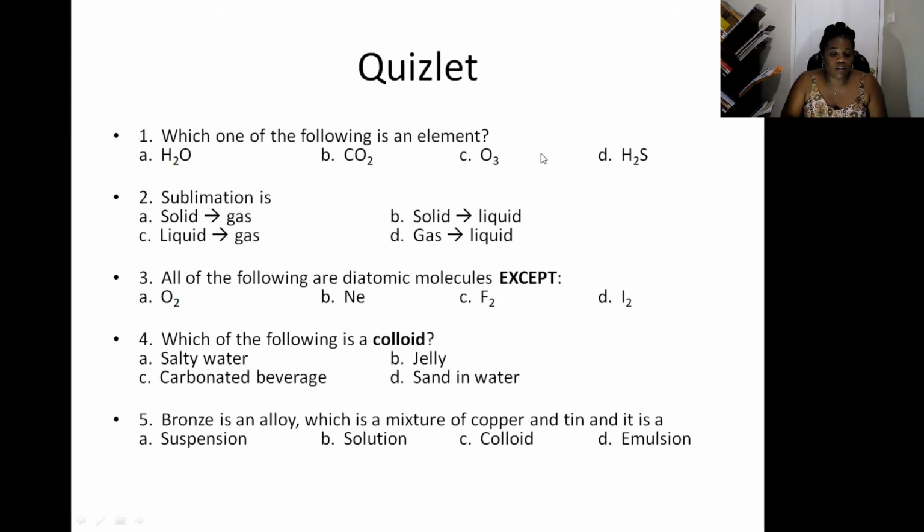Which of the following is a colloid? A, salty water, B, jelly water, C, carbonated beverage, D, sand in water. Pick the best option. Great. Bronze is an alloy, which is a mixture of copper and tin, and it is A, suspension, B, a solution, C, a colloid, and D, an emulsion. Pick the best answer. Great. Moving along.